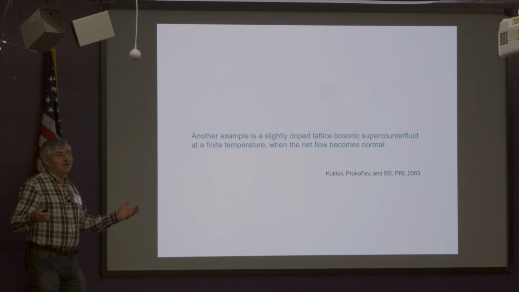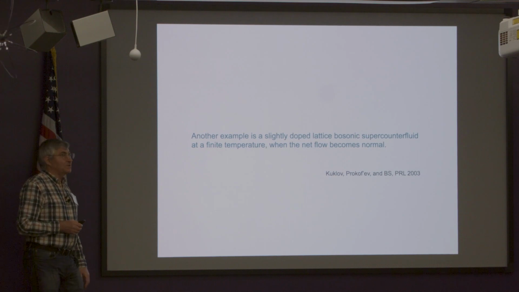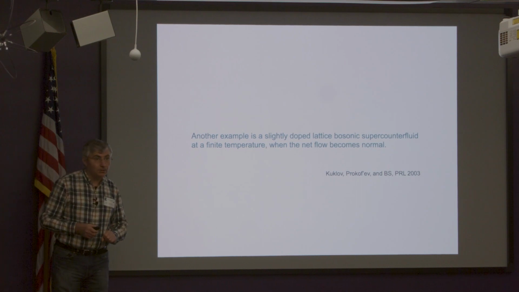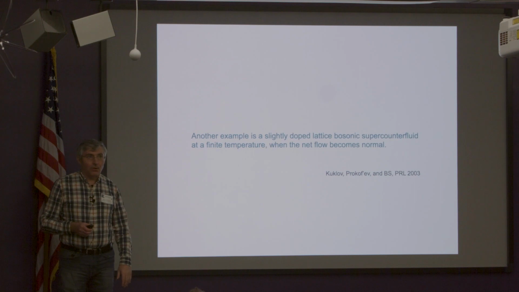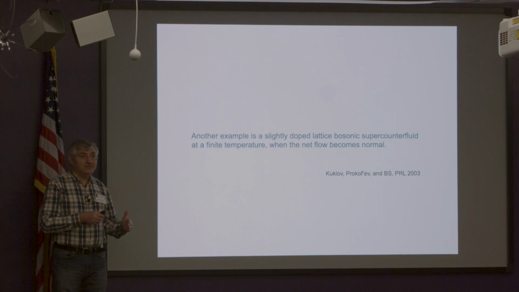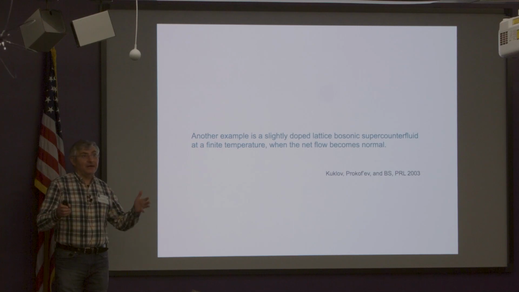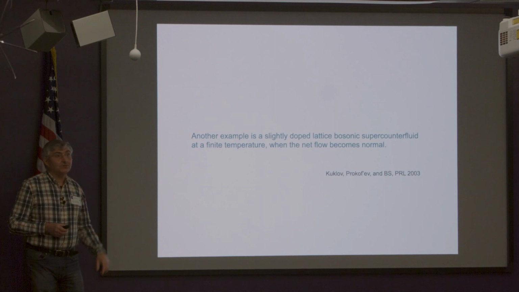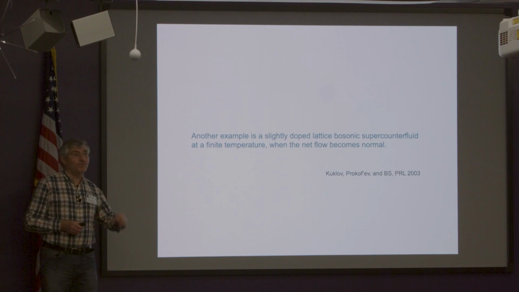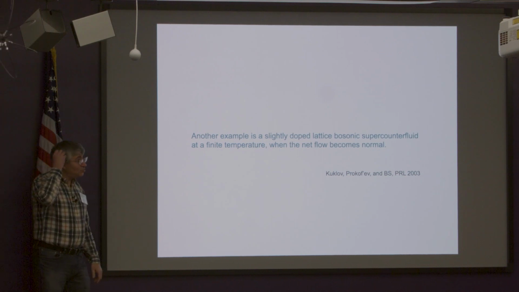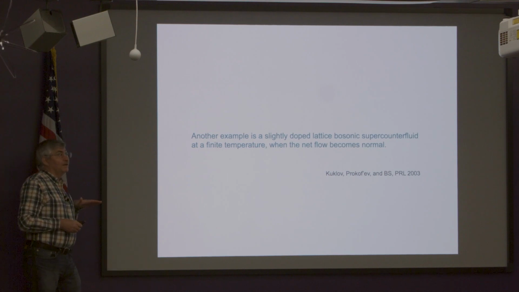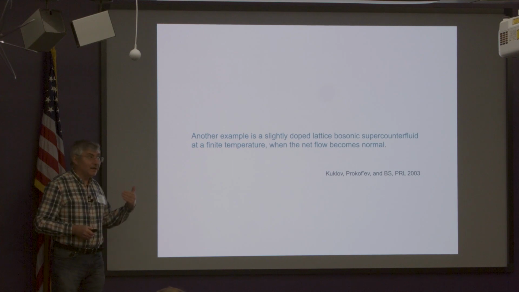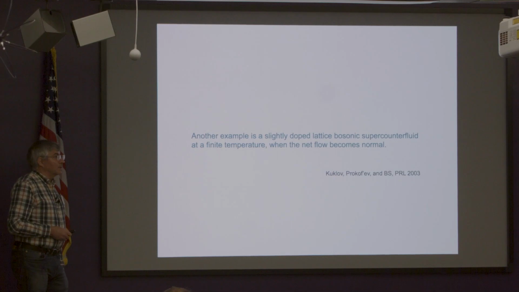Another example: we can combine the two cases. Suppose we are back to our scenario with Anatoly Kuklov, where we have Mottness, and suppose we dope the system a little bit. We make our filling factor not exactly 1 but, say, 0.9 or 1.1, in which case, if it's a bosonic system, it becomes just an n-component superfluid. And then we increase the temperature, and Yegor's scenario of proliferation of vortices comes into place. As a result of raising the temperature, we will kill the superfluidity of the net superflow, and we will end up once again with the counterflow regime.